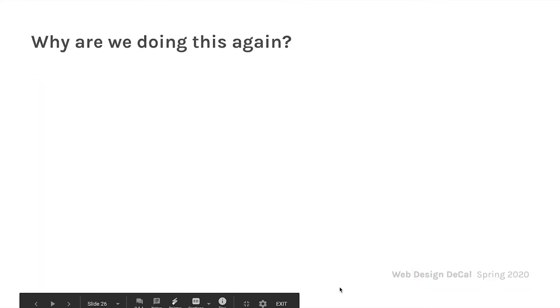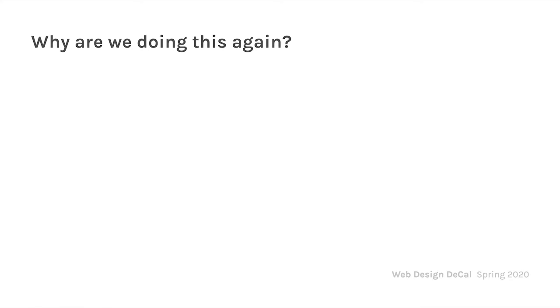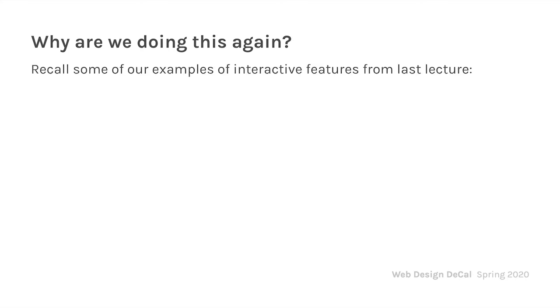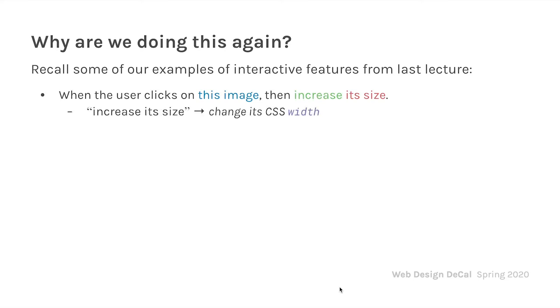But why are we doing this again? So I'm telling you guys all of this about getting the specific JavaScript object that represents an HTML element. To do what? So let's think again and recall some of our examples of interactive features that we talked about in the last lecture. For example, we said when the user clicks on this image, increase its size. And we talked about converting these examples of features from English into something that was closer to code. So when we say increase its size, we actually mean change its CSS width.